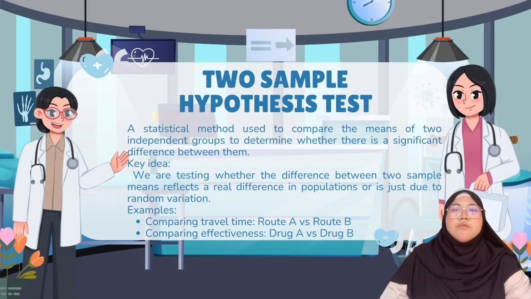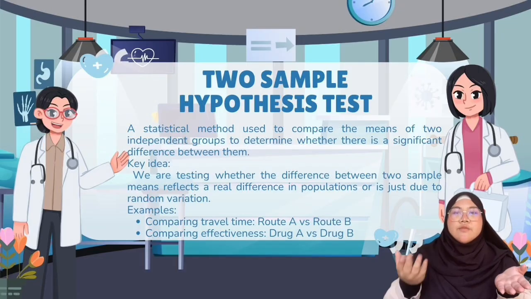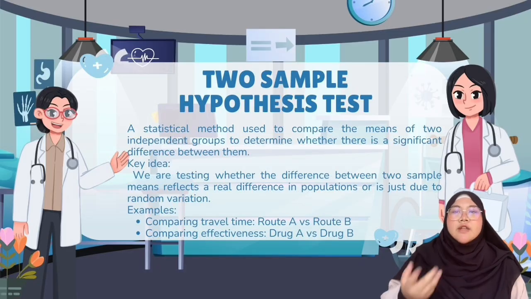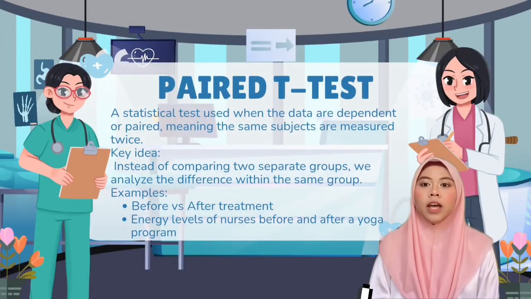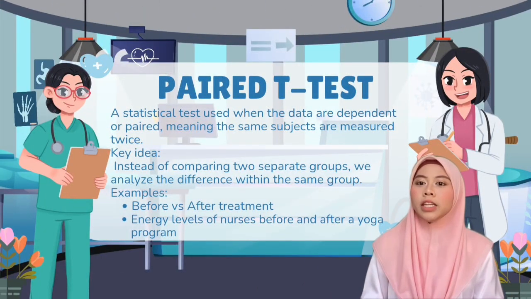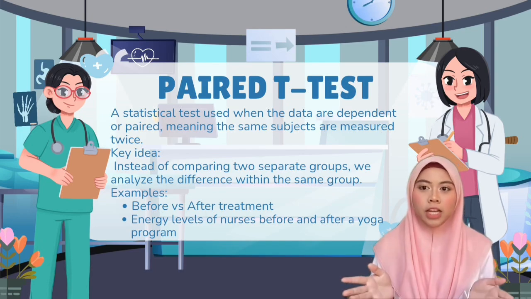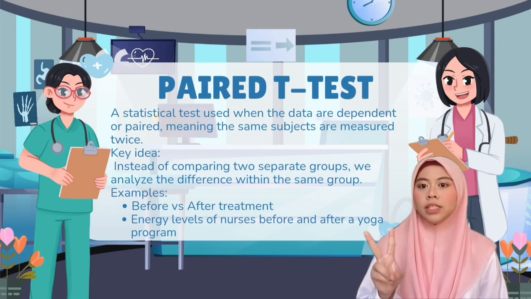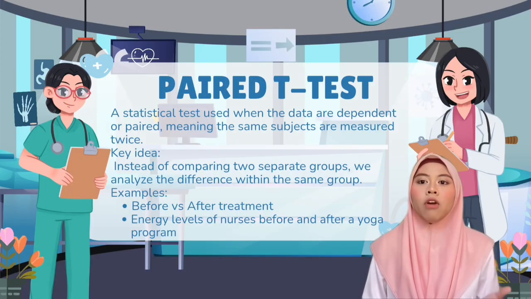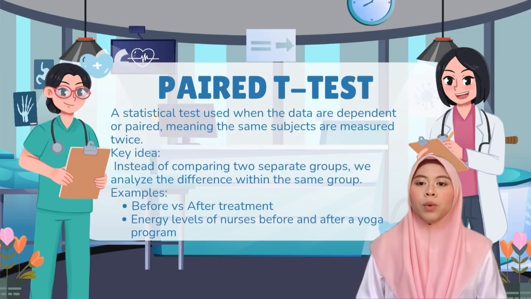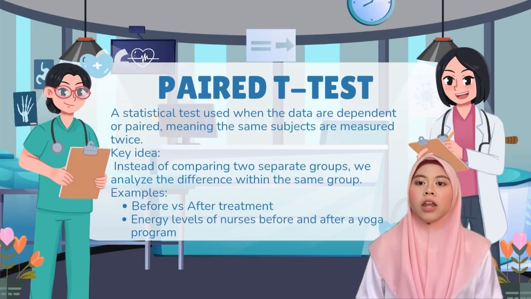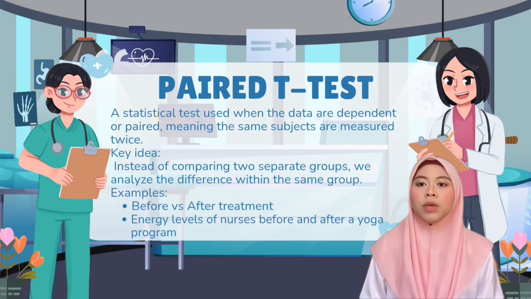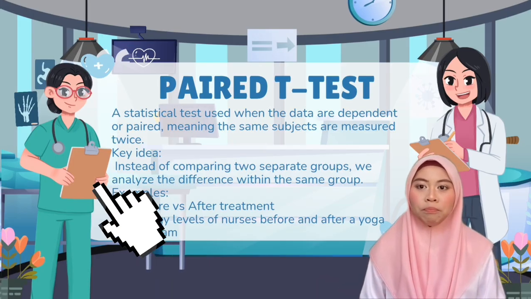For example, comparing travel time, route A versus route B. Example 2 is comparing the effectiveness of drug A versus drug B. A paired test is a statistical test used when the data are dependent or paired, meaning the same subject is measured twice. Key idea, instead of comparing two separate groups, we analyze the difference within the same group. For example, before versus after treatment, energy levels of nurses before and after a yoga program.